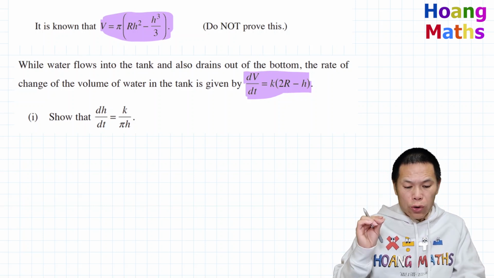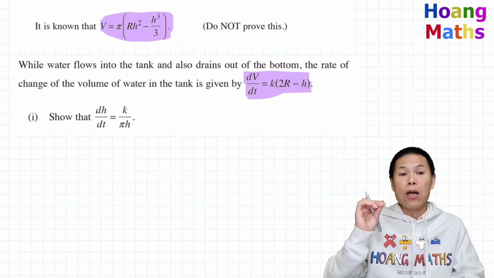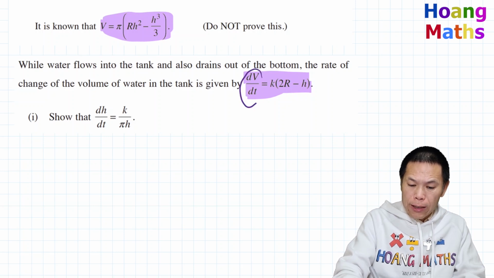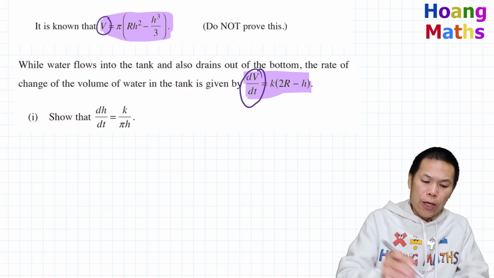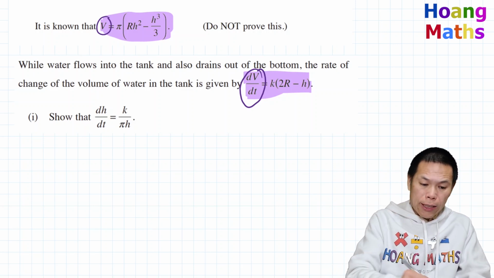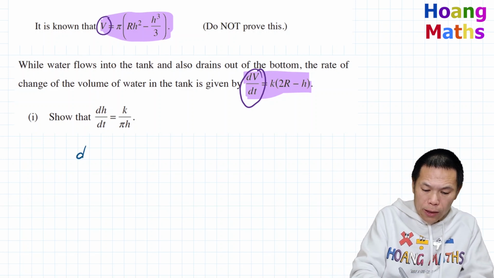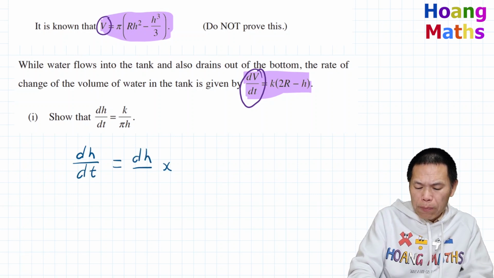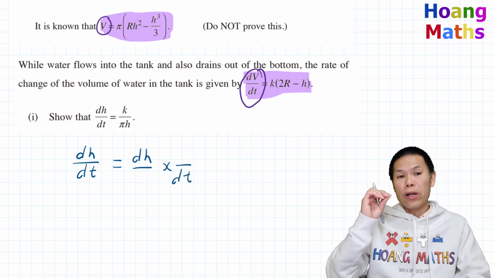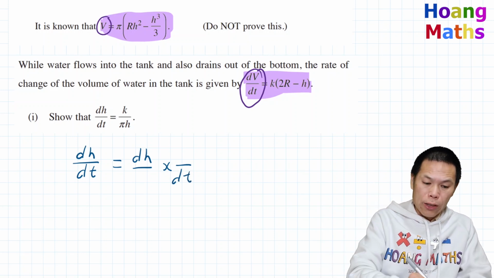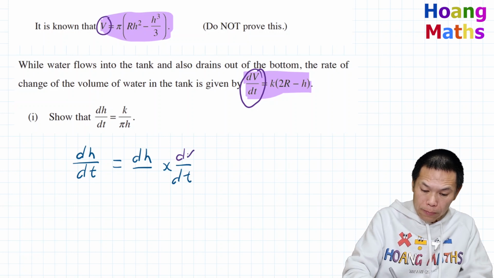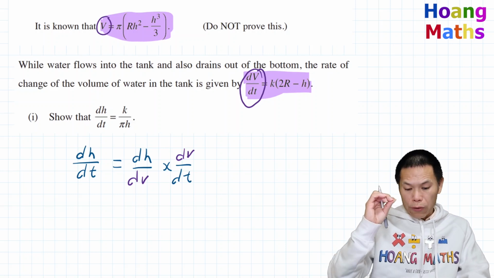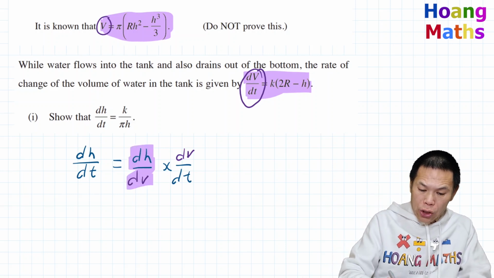So part 1, show that dh/dt is equal to k over pi h. We are already given dV/dt, so that's what we got. And we know the volume is this. So we know that dh/dt is equal to dh/dV times dV/dt. We already have dV/dt, so we need to find dh/dV.